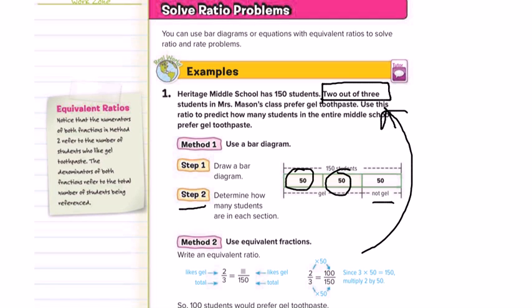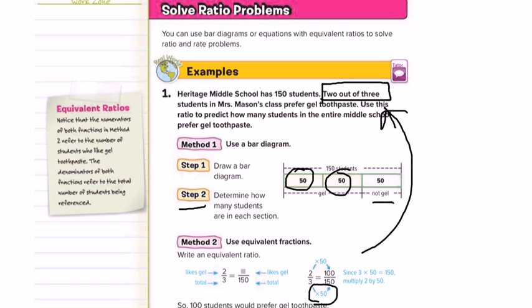I'm then going to set this equal to my new total of 150 students. So my old total was 3 students that were surveyed, and now I'm predicting for the entire school of 150 students. So I'm going to ask myself how it is that I can get from 3 to 150. How does 3 equal 150? By multiplying or dividing. And the answer is to multiply times 50.